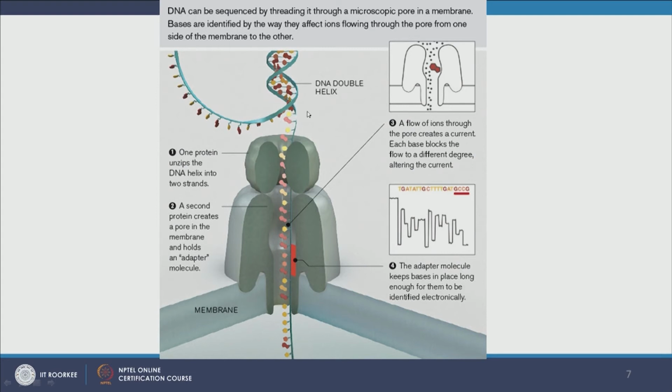It will reject one strand and pull the other strand in. The second protein will create a pore in the membrane and it holds an adapter molecule. Now the ions are also flowing through this. As the ions are flowing through this, a current happens.